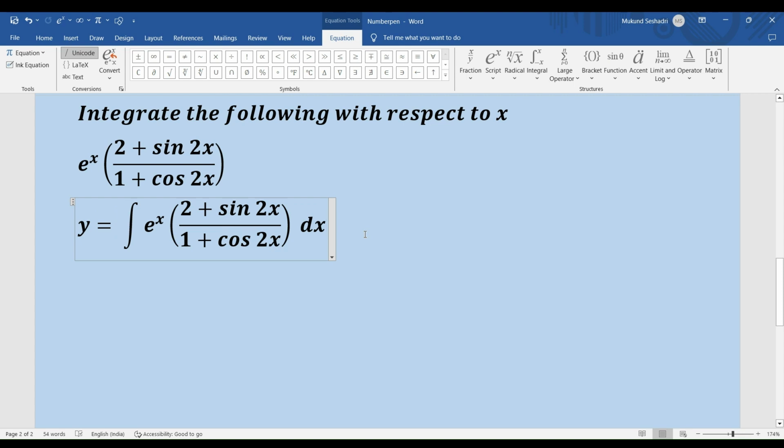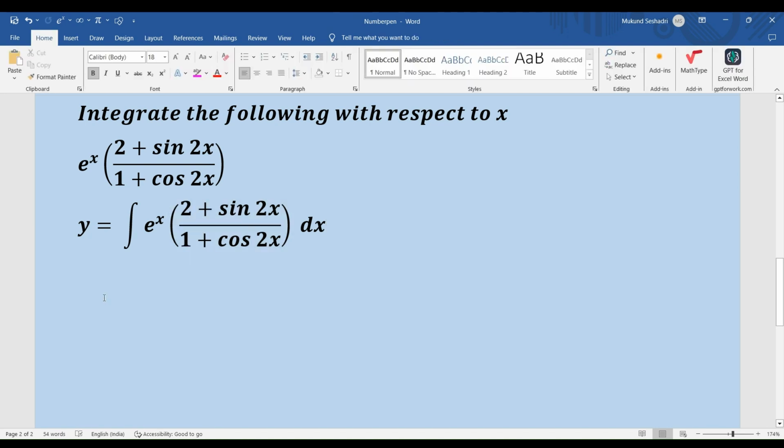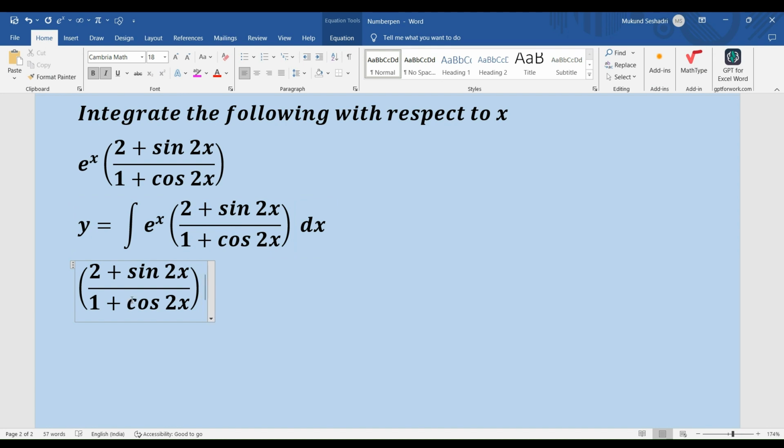I know that my y is not in a very simple format whose antiderivative I know from first principles, but can I use some other trigonometric identities that I already know and simplify this further? So for a minute, I'm not going to touch y. I'm going to see if I can simplify the (2 plus sine 2x) the whole divided by (1 plus cos 2x), right? So let me take it out and see what is that simplification that I can do.